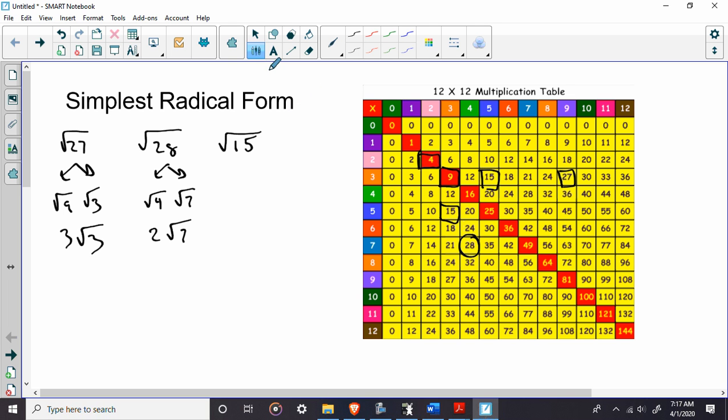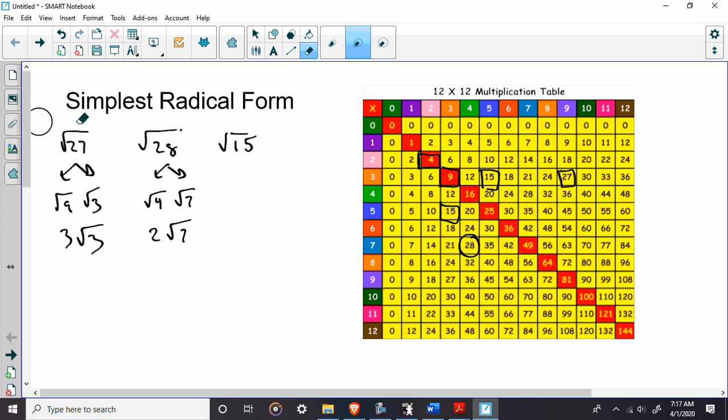Okay? The only way we could break this down any further is I could say radical 3 times radical 5, but neither one of those are perfect squares, so it doesn't help us at all. Okay? So sometimes numbers, even large numbers, they are what they are. That's it. There's nothing else we can do with that.